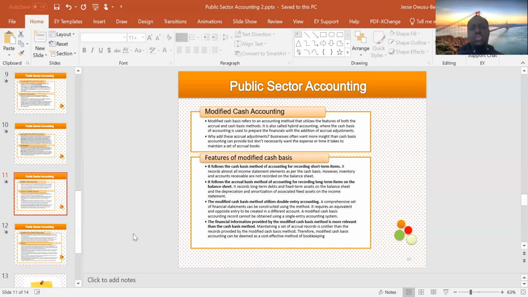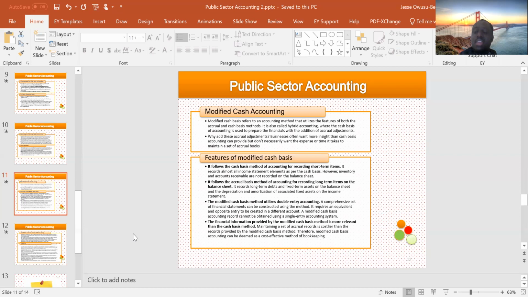Then what I needed to let you know is that there is the cash basis and there's the accrual basis of accounting, but one thing you need to know is that there's also the modified cash basis of accounting, and there's also the modified accrual basis of accounting. So this is basically a slight modification. So what is the modified cash basis of accounting? It refers to an accounting method that utilizes the features of both accrual and cash basis methods. So it is more a hybrid form of accounting.